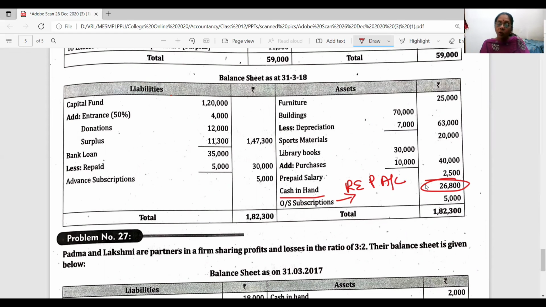Outstanding subscriptions, you found this in adjustments. What is outstanding subscriptions? Income yet to be received. So any benefit yet to be received is an asset. So you could manage doing this particular sum.